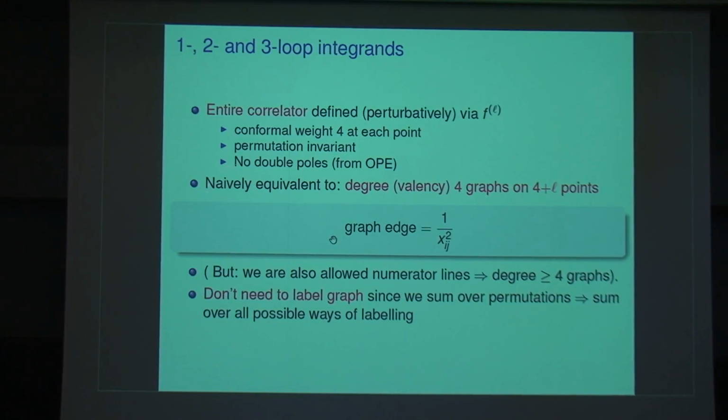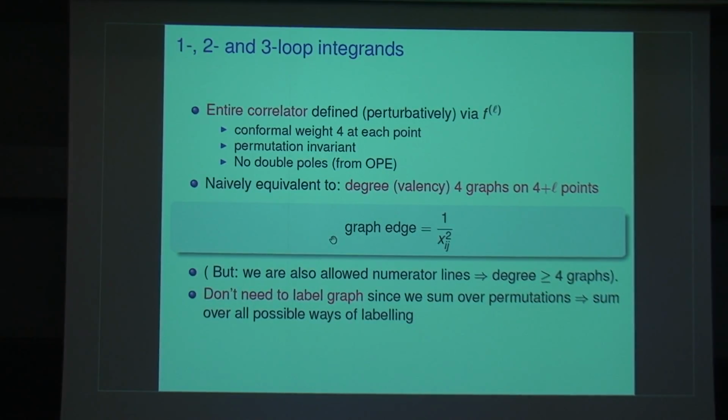So this is naively, there's this word naively here, so you can also have numerator lines, and they become increasingly important as you go higher up in loops. So that means you really look at degree greater than or equal to 4, such that you can attach numerator lines which reduce the degree to 4.